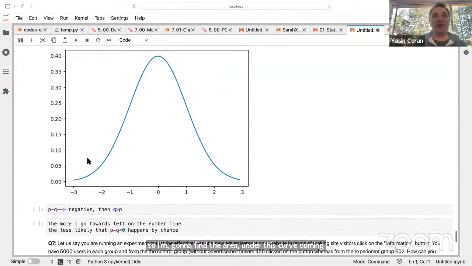By the way, what we are doing right now is called a one-tailed test. Why a one-tailed test?